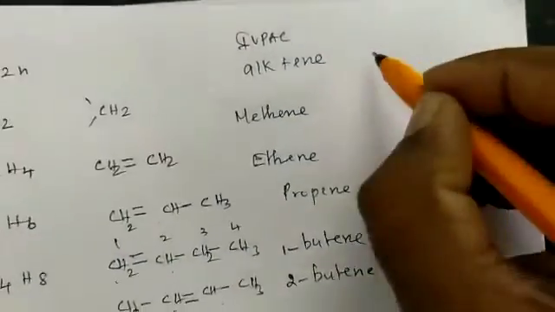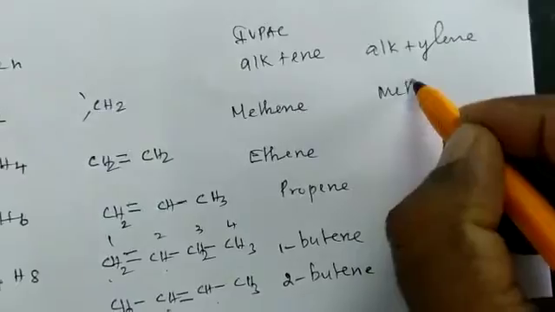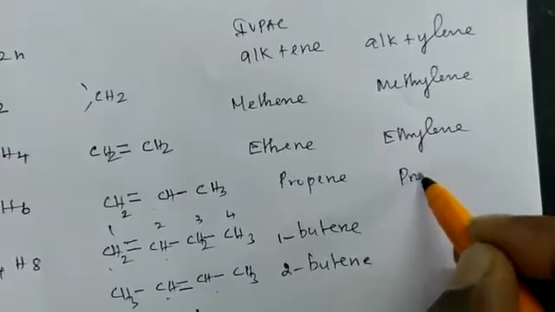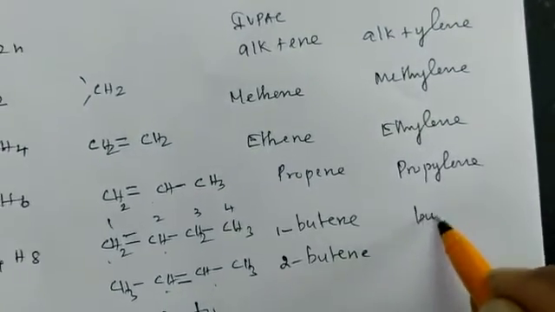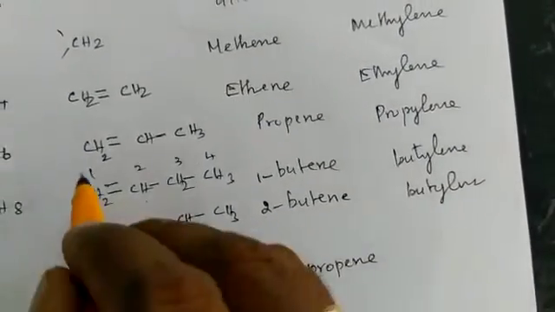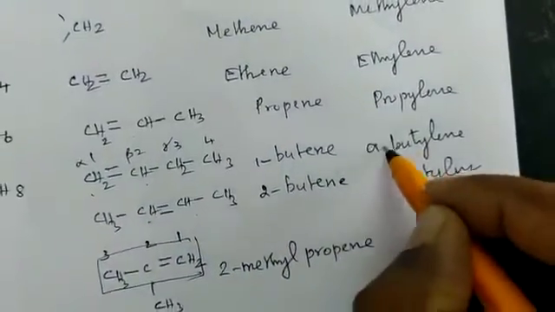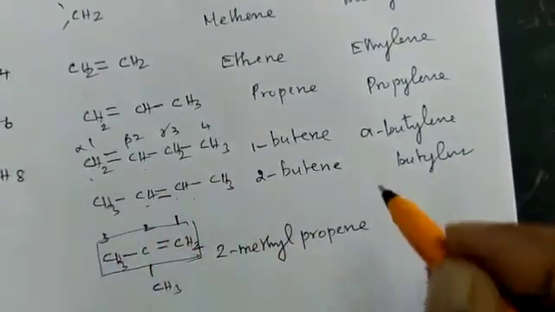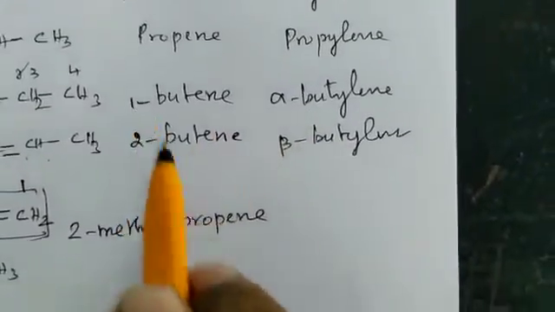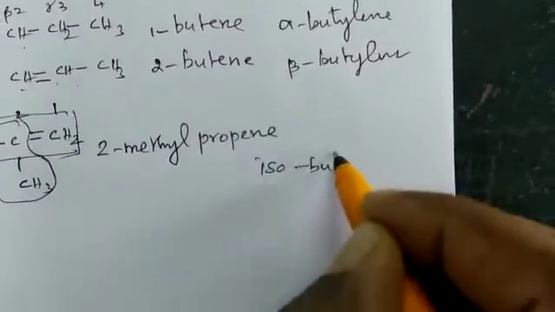When we consider the common system, it is named as root word plus YLENE, alkylene. So first one's name is methylene. Second one, ethylene. Third one, propylene. Here both are butylene. In the common system, we should not use numbers. So this is alpha position, this is beta position, this is gamma, like this. The double bond is between alpha and beta, so alpha butylene. Between beta and gamma, this is called beta butylene. Here this is iso, so its name is isobutylene.